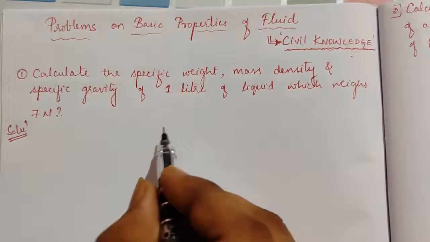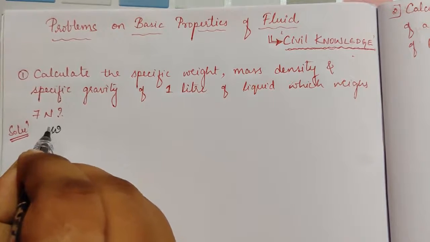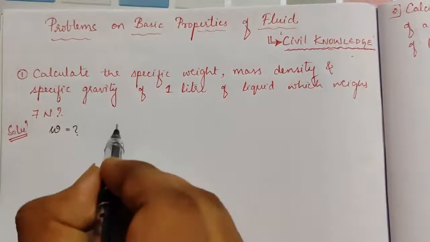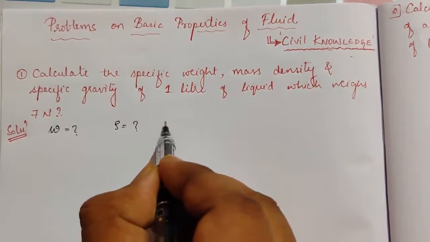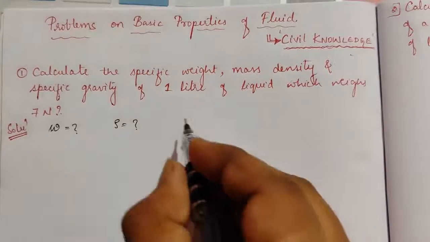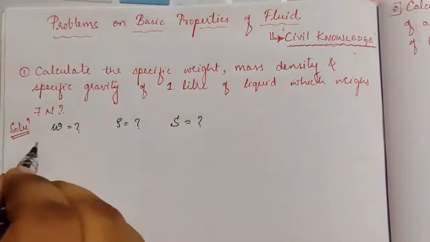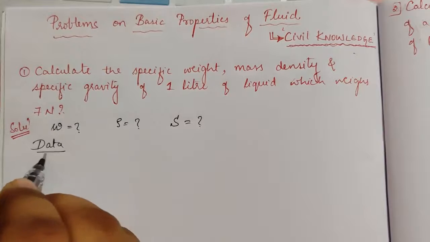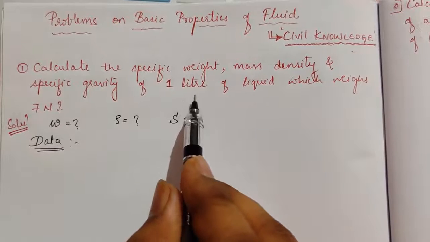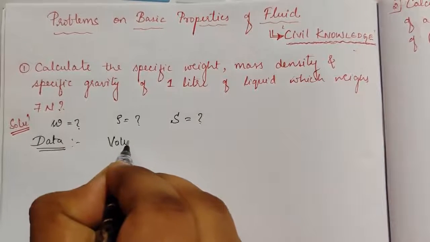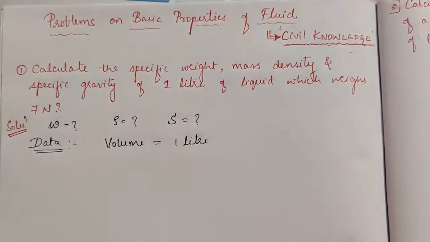So we have to calculate the specific weight, what is the notation? Specific weight, mass density, and also the specific gravity. So what are the data given? They are given as 1 liter of liquid. So 1 liter means what? It is nothing but our volume. Volume is given as 1 liter.